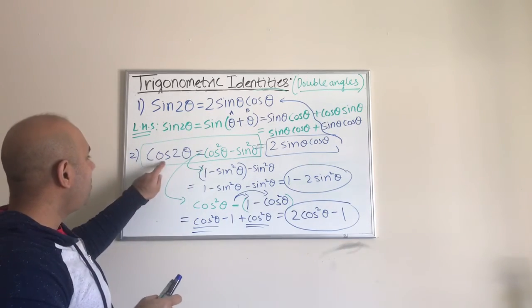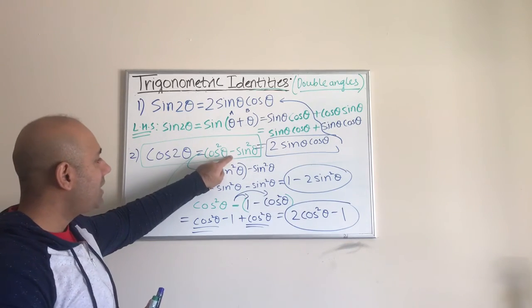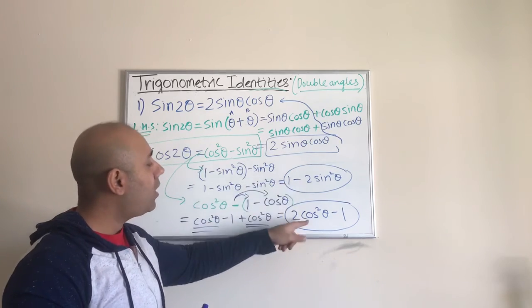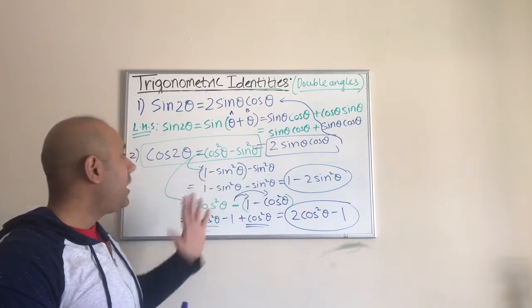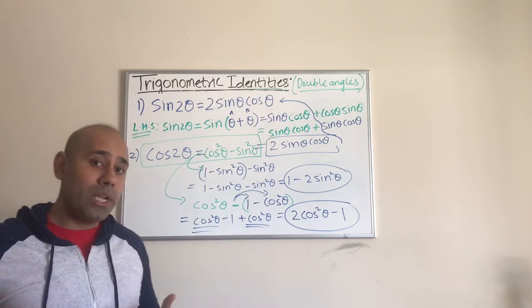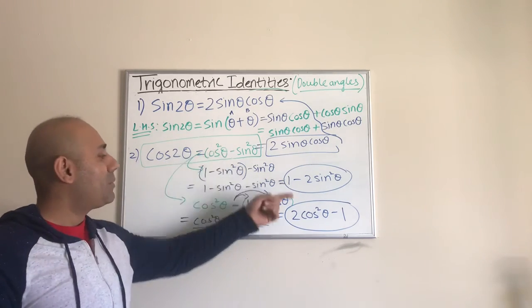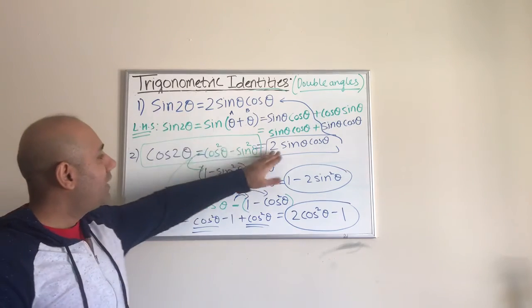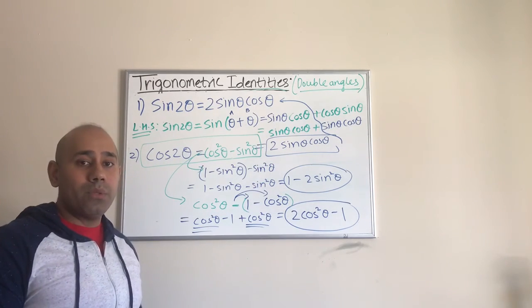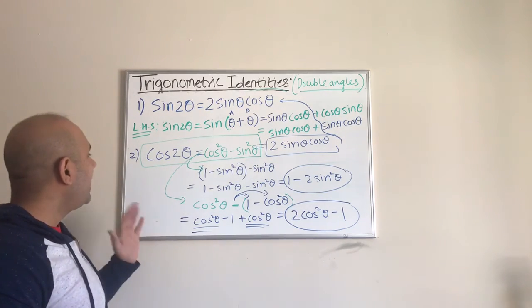So for cosine 2 theta, we can express it like this, or this, only in terms of sine, or only in terms of cosine. There are 3 ways of representing cosine 2 theta, and it depends on the problem whether you want to use this one, or this one. For sine, there's only one, so we just have to use that one. Guys, that is sine and cosine.